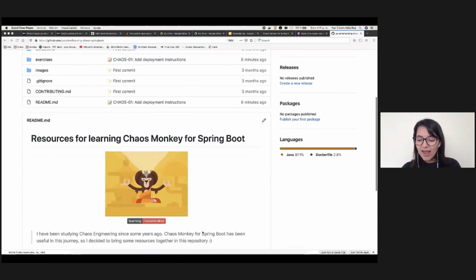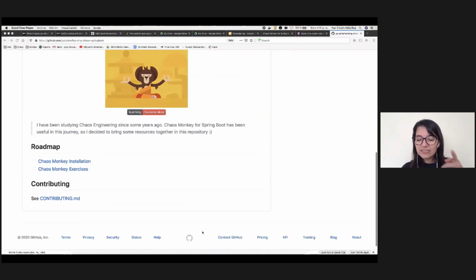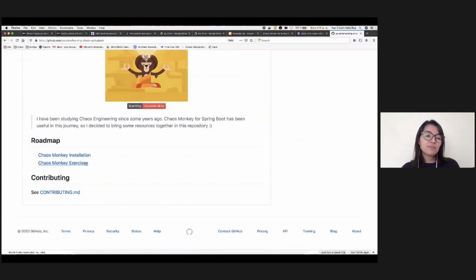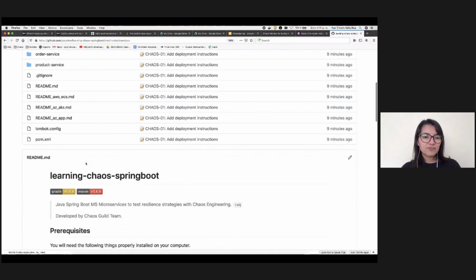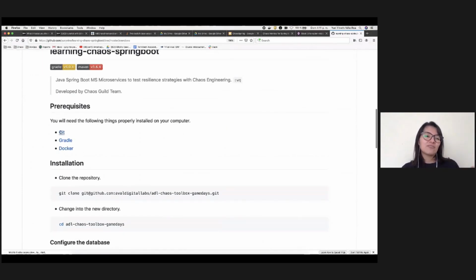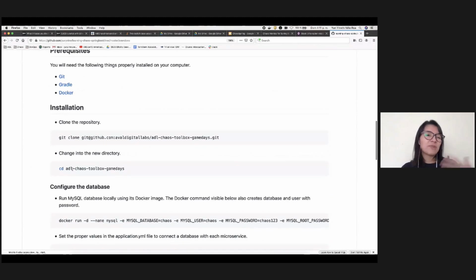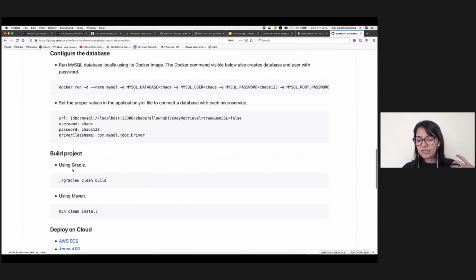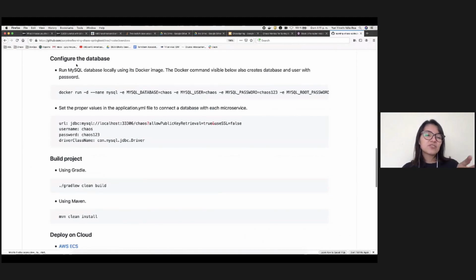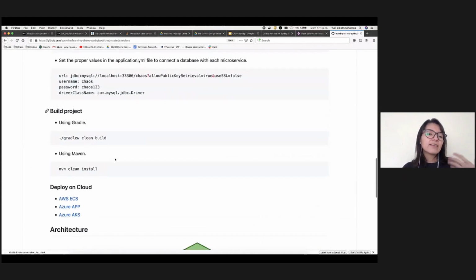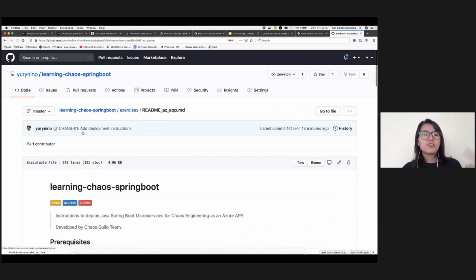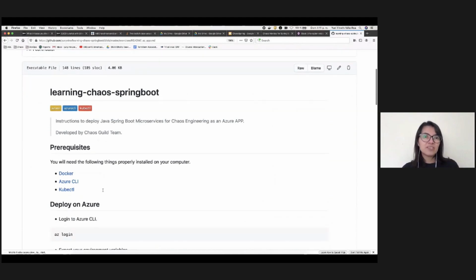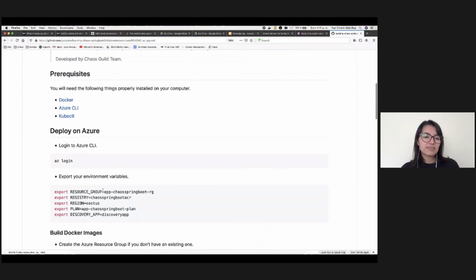If you remember, our fifth stage is related to automation. In this repository, I have provided the instructions in order to deploy this architecture in a cloud, using the proper commands. We have instructions for having a database using Docker, for example, and the commands to build the project. If we want to deploy them in Azure using the service for web applications, we can use these commands.